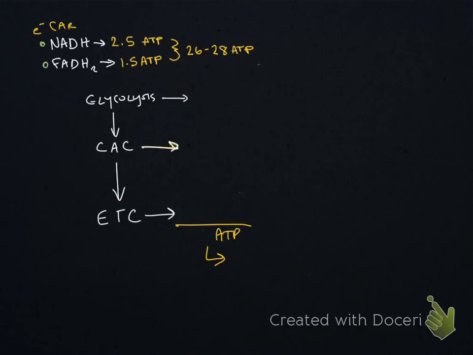So if we add all of this up, in glycolysis we made 2 ATPs. In the citric acid cycle we only made 2 ATPs. And then in the electron transport chain we'll say we made 28 ATPs. That means in total we can make 32 ATPs from just one glucose molecule. Okay, so make sure that you know these numbers.